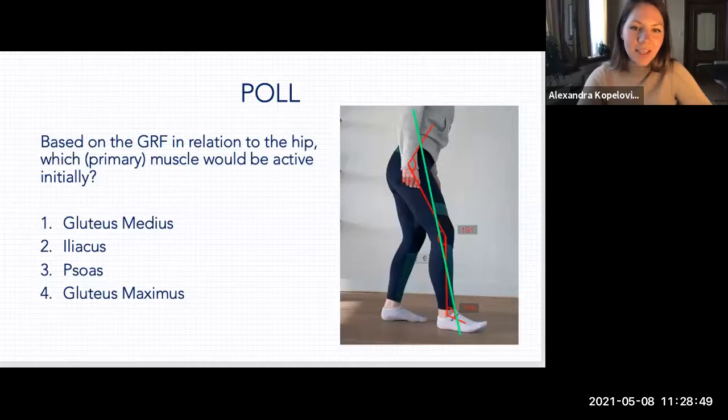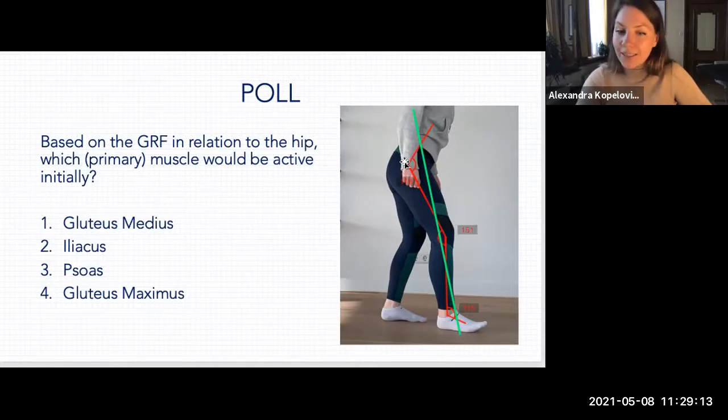Alrighty, let's take a look. Based on the ground reaction force in relationship to the hip, which primary muscle would be active initially? So most people said gluteus maximus. Some people said psoas, iliacus, and gluteus medius. Okay, so the correct answer is gluteus maximus. Why is it the correct answer?